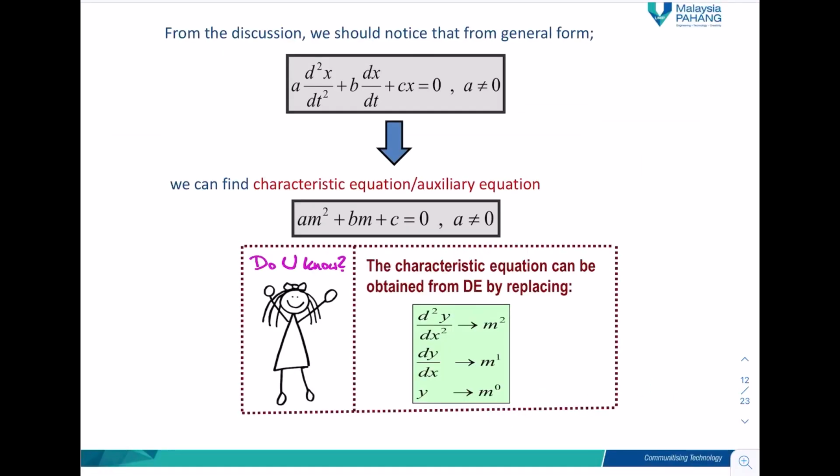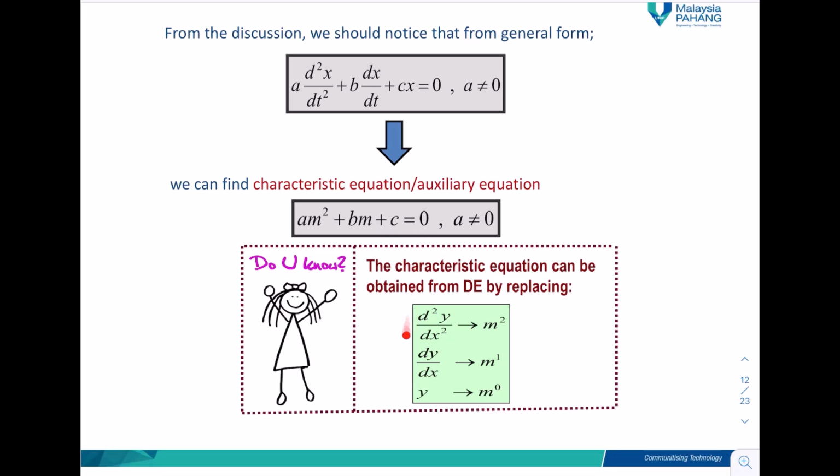Or in other words, to discuss from the discussion previously, we should notice that from the general form we will have this one, which is a d squared x over dt squared plus b dx/dt plus c x equals 0, and a obviously cannot be 0. We can find the characteristic equation, which we call CE. It can be reduced to a m squared plus b m plus c equals 0.